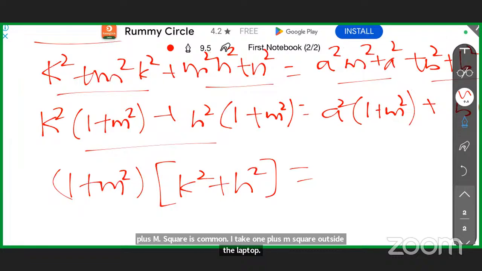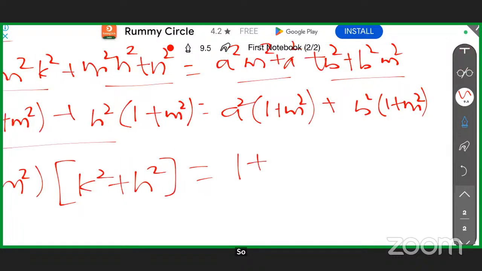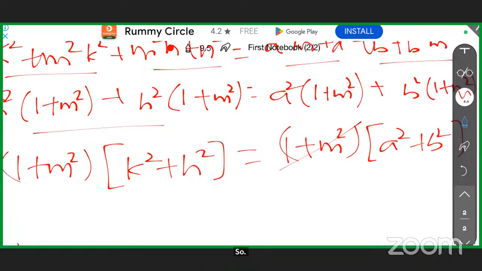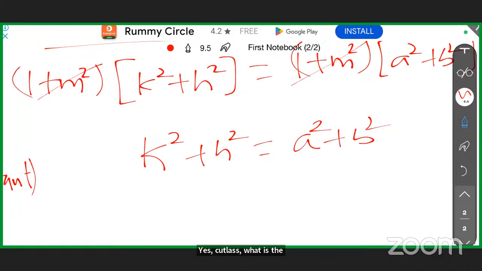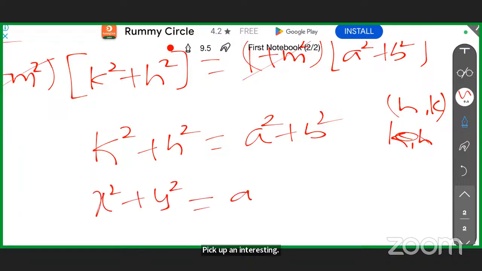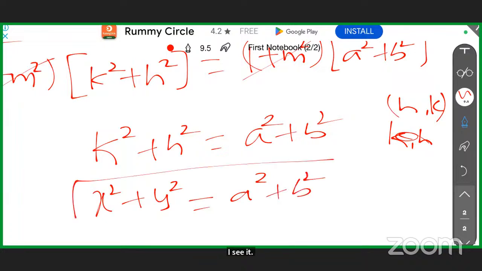So here what is left out is again 1 plus m square common, so a square plus b square. 1 plus m square and 1 plus m square get cancelled. So k square plus h square is equal to a square plus b square. What is this? h comma k is my general point of intersection. If you take it in the form of x comma y, it becomes x square plus y square is equal to a square plus b square. So this is the equation of the locus of the point of intersection.